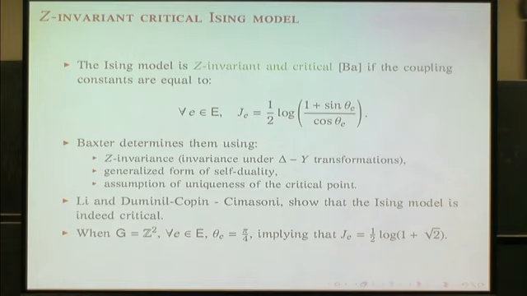Okay, an example: when G is the graph Z², then all the rhombus angles are equal to pi over 4, because all the rhombi are squares, so you have pi over 2, and the half angle is pi over 4. And when you plug this into these weights, what you get is 1/2 log(1 plus square root of 2), and you recover the coupling constants that were computed by Kramers and Wannier. Okay, so this is the critical Ising model we will be working with.